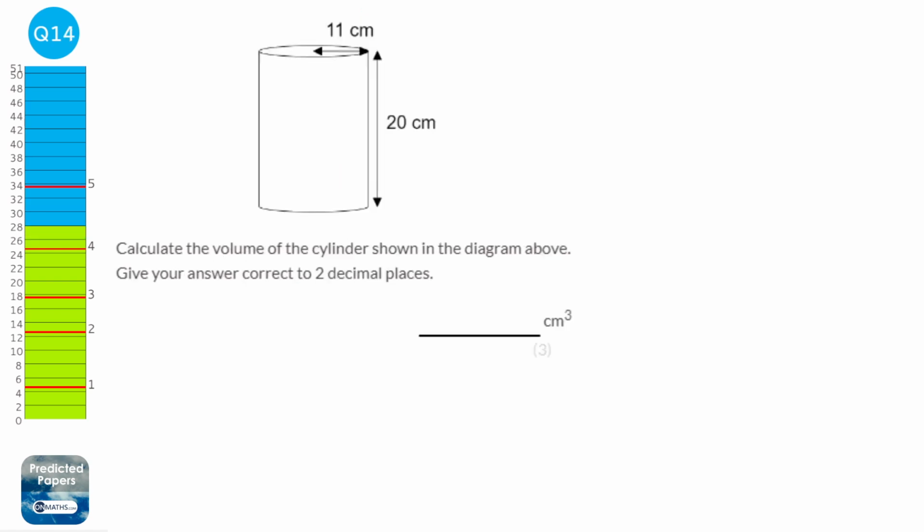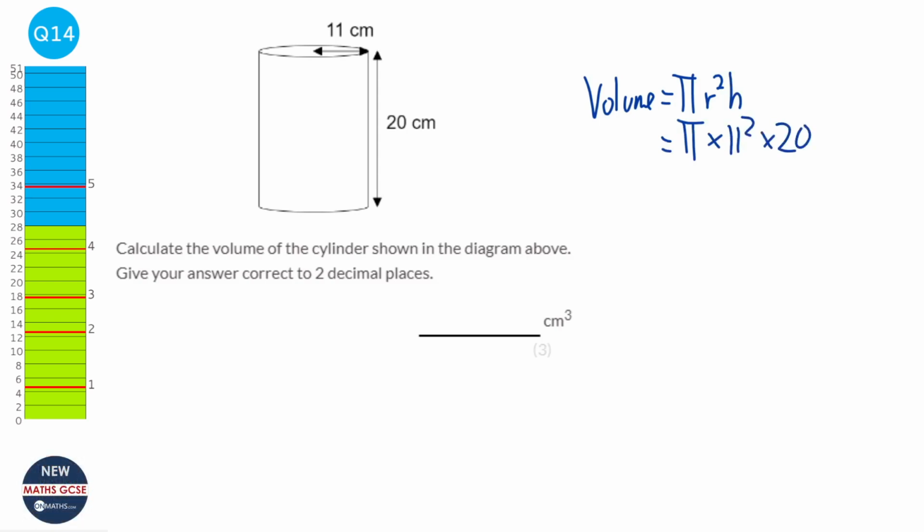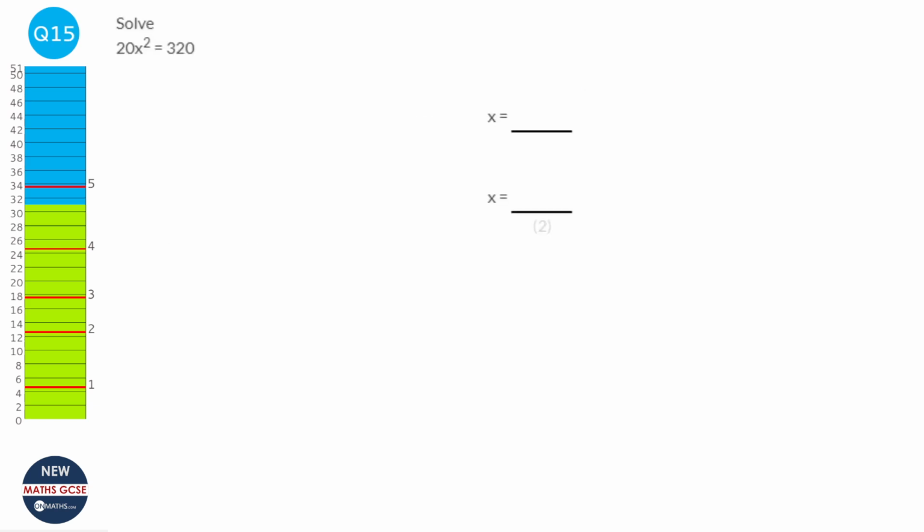The formula for the volume of a cylinder is pi r squared h, with h being the height. So we've got pi times the radius 11 squared times the height, and that gives us 7,602.654 and so on, and to two decimal places that is 7,602.65.